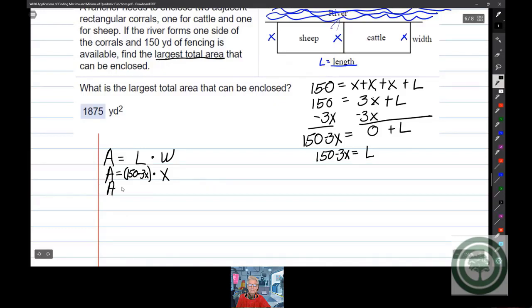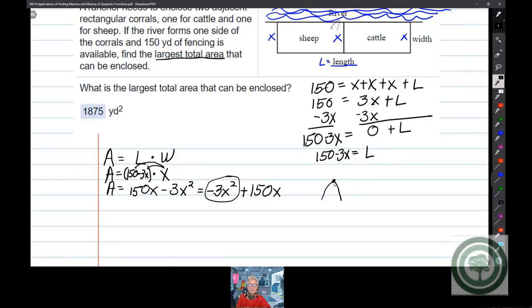Okay, so A equals 150x. Oh, we're going to distribute backwards. 150x minus 3x squared, which equals, going in the right direction, going downhill, descending order, negative 3x squared plus 150x. This is a quadratic function, and the leading term is negative, which means we have a cup down parabola, which means we find a maximum. So everything is going in our favor.